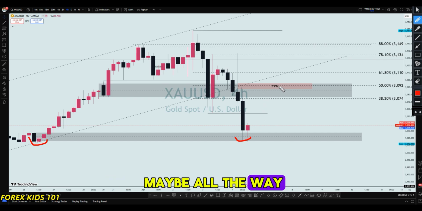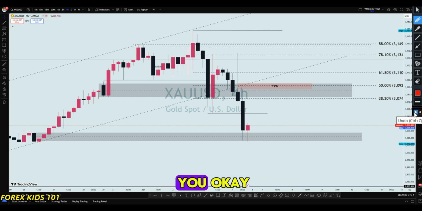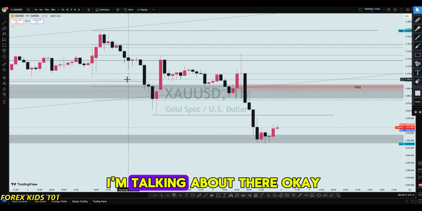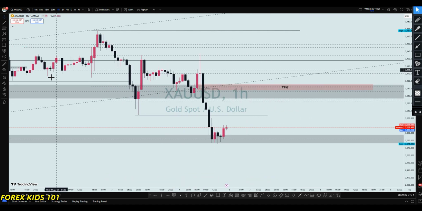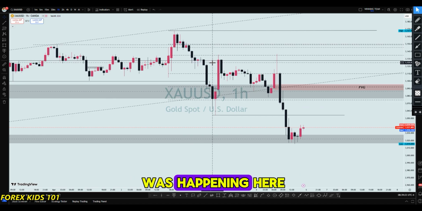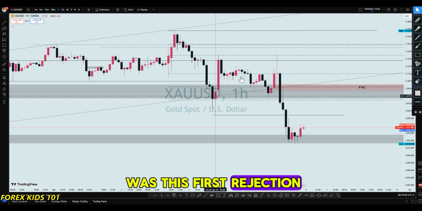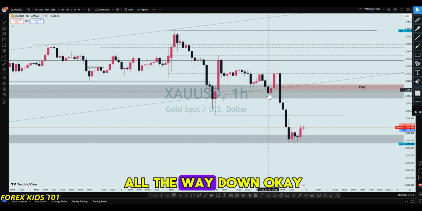which is going to lead us maybe all the way to the 50% of our Fibonacci, because on this 50%, guys, we have this FVG here. We do have an FVG there on the 1 hour time frame, which I'm going to show you. If we were to look into an hourly time frame, you will see what I'm talking about. Like I said, the structure shift, the liquidity grab which was happening here, we sweep this high which was created here with this first rejection, and then we came all the way down.